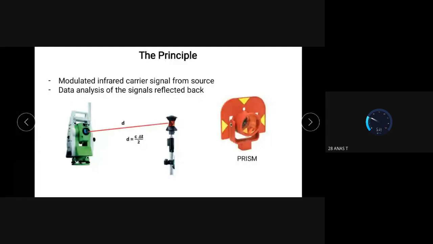So there are some primary adjustments which have to be done during the surveying operation using a total station. Centering means the total station should be situated such that it is exactly above some point on the ground.